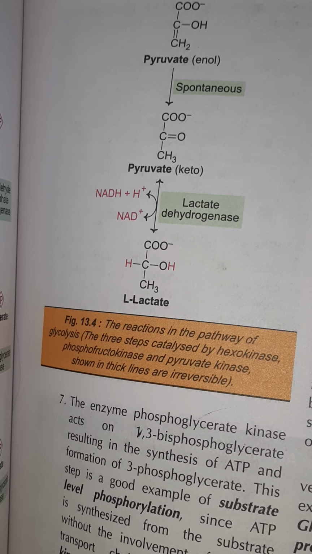Last is conversion of pyruvic acid to lactic acid. Under anaerobic condition, pyruvate is converted to lactate. Pyruvic acid forms the end product of glycolysis in tissues having sufficient oxygen. In the absence of oxygen, the tissues will form lactic acid from pyruvic acid.